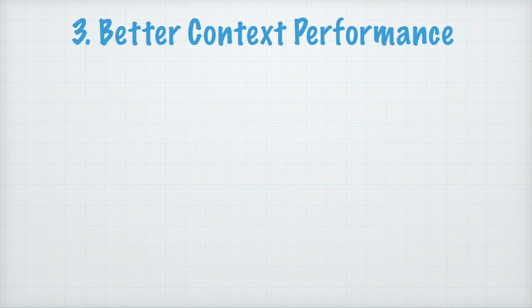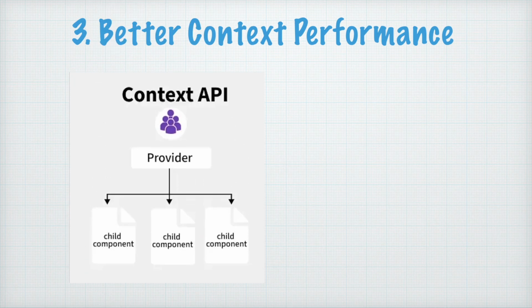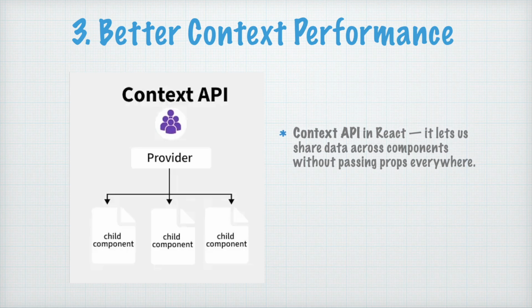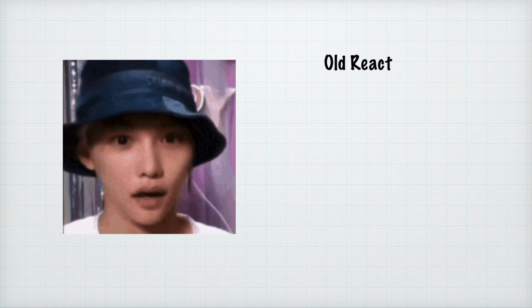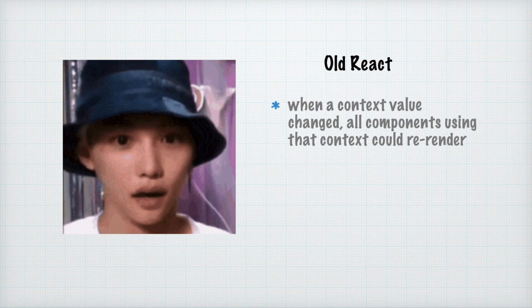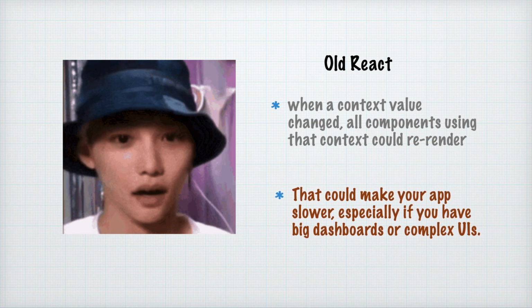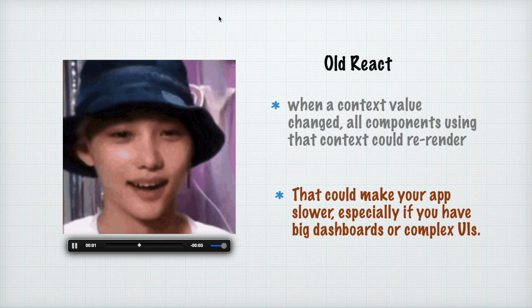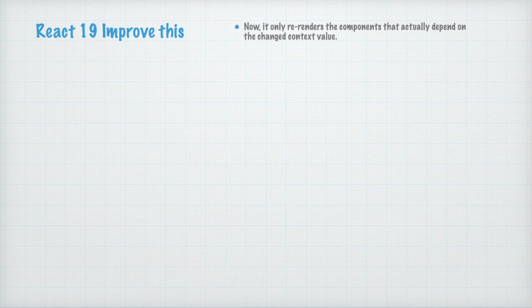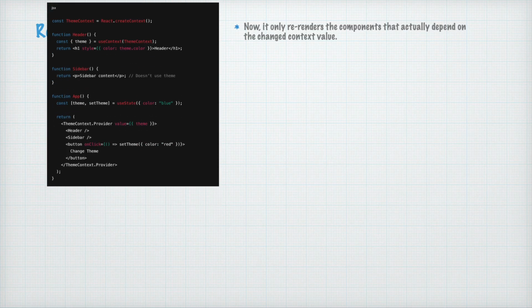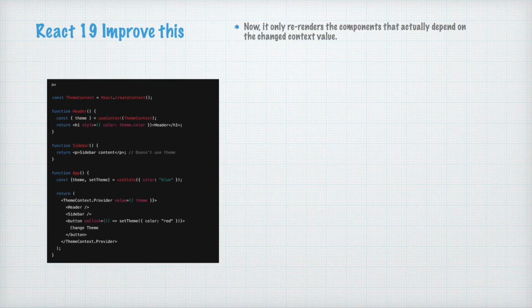Next up is better context performance. So, you know the Context API in React. It lets us share data across components without passing props everywhere. In older React versions, when a context value changed, all components using that context could re-render, even if most of them didn't actually need the updated value. That could make your app slower, especially if you have big dashboards or complex UIs. But React 19 improves this. Now, it only re-renders the components that actually depend on the changed context value. That's a big win for performance.